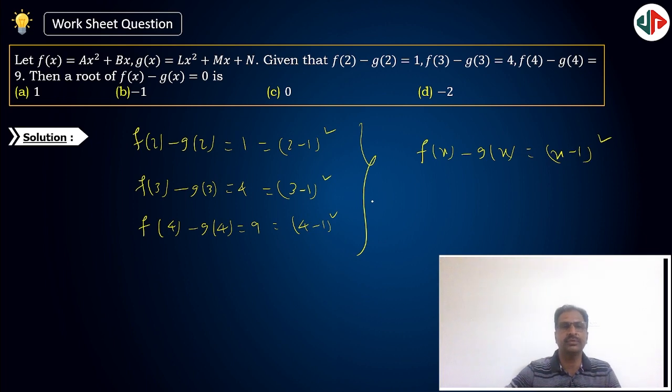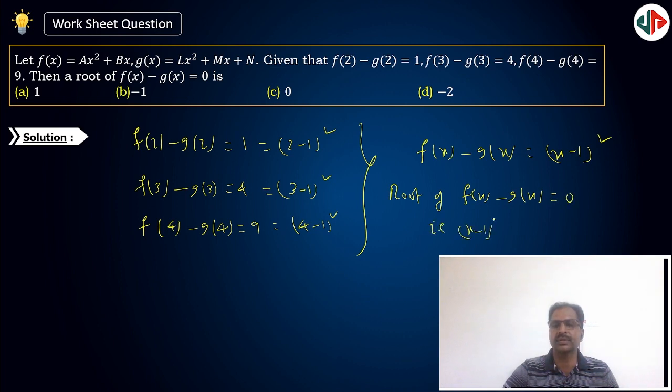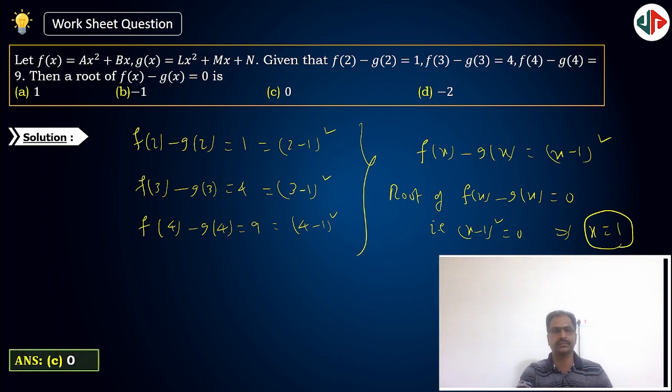Now what is the question? Root of f of x minus g of x. So root of f of x minus g of x is equal to 0. That is x minus 1 whole square is equal to 0. Implies x is equal to 1 is the root. Option A is correct. Here the key is given wrong. So the correct answer is option A.